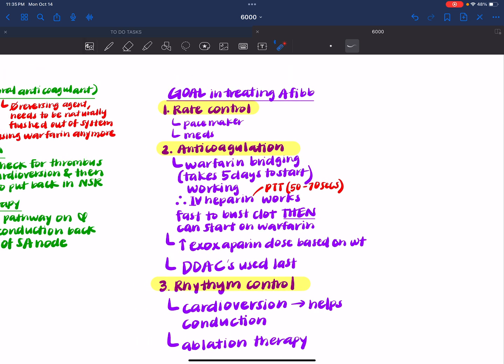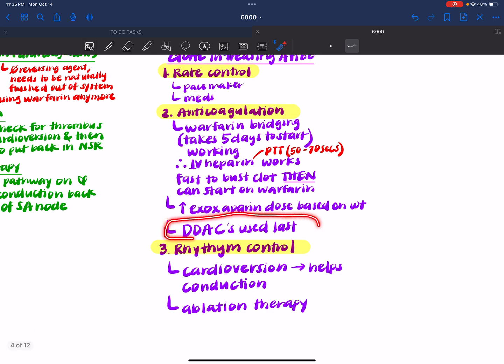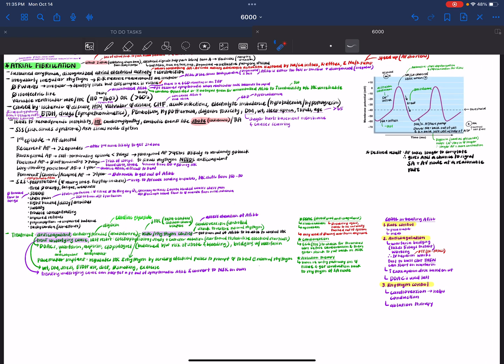The goal of treating AFib is to have rate control first. So pacemaker and meds like metoprolol, all the -lols, even ramipril. If someone has heart failure, it can help with both. Anticoagulation: warfarin bridging takes 5 days to start working. Therefore, IV heparin works fast to bust clots, then you can start warfarin. Increase enoxaparin dose based on weight. DOACs they use last because of the non-reversing agent part. Rhythm control: cardioversion helps conduction, and ablation therapy.